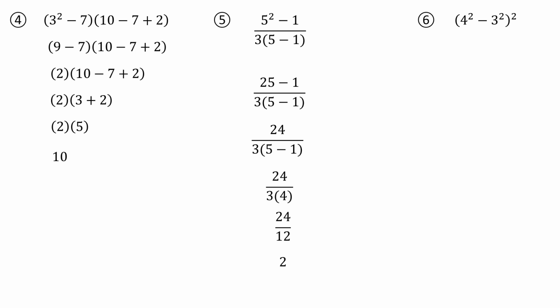Number 6, inside the parentheses, I see exponents and subtraction. Got to do the exponents before subtraction. 4 times 4 is 16. 3 times 3 is 9. Still inside the parentheses, 16 subtract 9 will be 7. There's nothing else inside the parentheses to do. Look outside the parentheses. Aha, an exponent. 7 times 7 is 49.